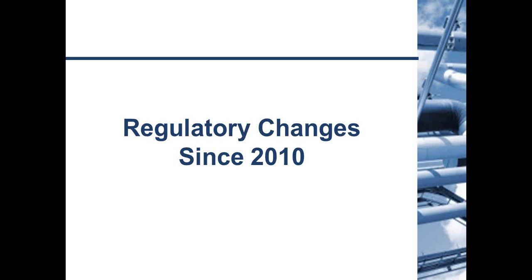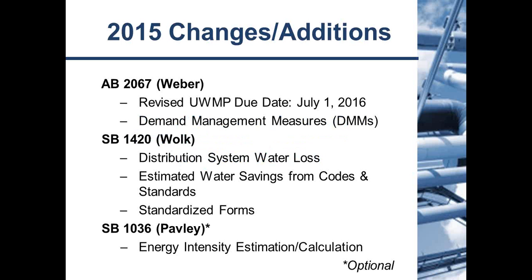So a total of 2 Senate bills and 1 Assembly bill was approved by Governor Brown on September 19th of 2014. And for those of you who are familiar with the 2010 guidebook layout, the major changes mostly involve the demand management measures section and the system demand sections. These are sections 6 and 3, respectively, of the 2010 guidebook. Some of the other changes are minor.